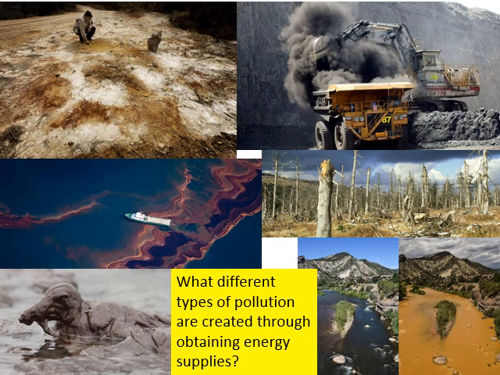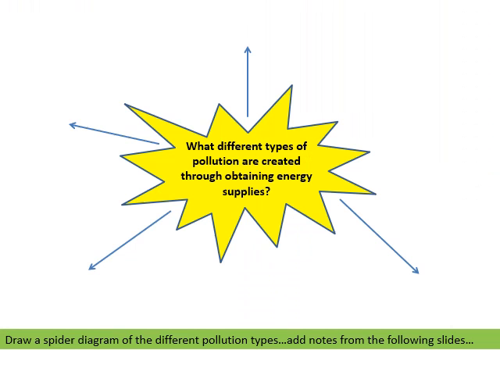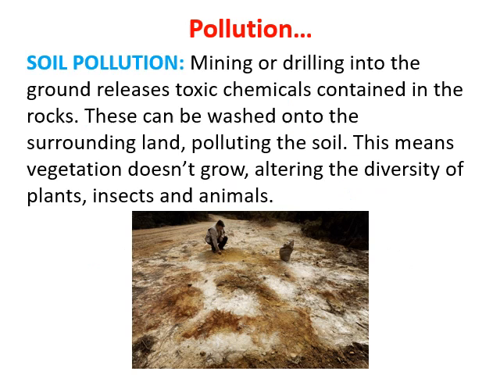So we need to be able to talk about the different types of pollution that are created through obtaining energy supplies. So if you put this as the middle of a spider diagram, then you can add your notes around the outside from the next few slides. So soil pollution: when you mine, when you drill, you release toxic chemicals into the rocks. They then get washed into the soil, which pollutes the soil, which means then nothing grows. It's devoid of all life.